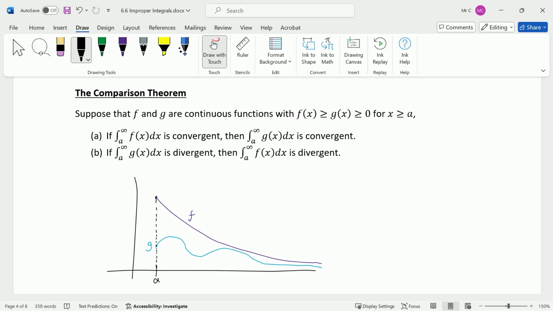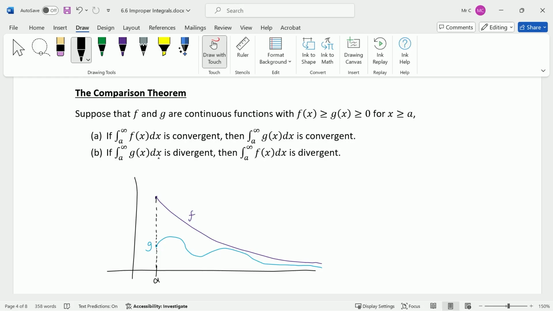In other words, look at this graph here. I'm saying if the area under f is finite, then this smaller function g, the area under it has to be finite as well. And on the other hand, I'm saying if the area under g is infinite, then the area under f must also be infinite because it's got more, right? And more than infinity is still infinity. So that's all this is saying. If I've got a finite area under f, then the area under g, which is smaller, is also finite, and vice versa. If the area under g is infinite, the area under f, which is bigger, would be infinite.